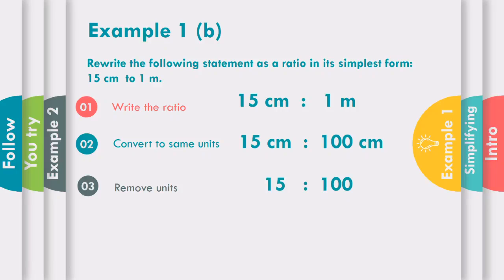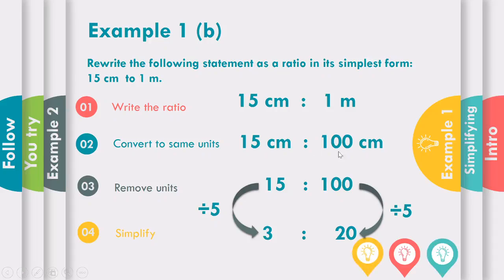Now I'll give you a little trick here. Anything that ends in a 5 or a 0 can be divided by 5. So if we divide both sides by 5, this is going to simplify my ratio: 15 divided by 5 gives me 3, 100 divided by 5 gives me 20, and this fortunately gives me the ratio in its simplest form.